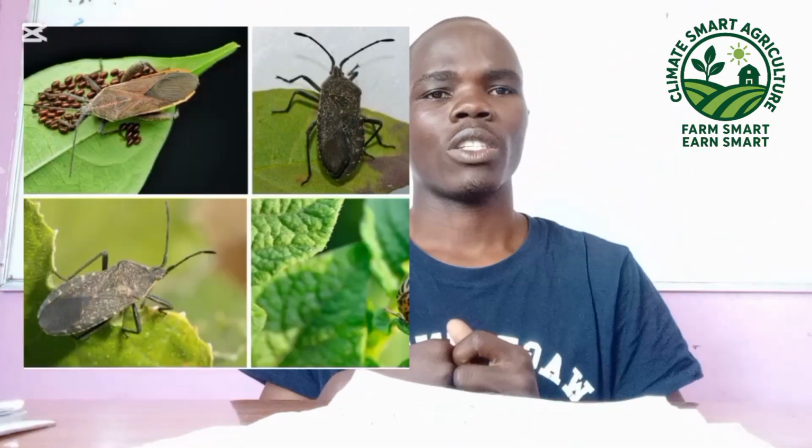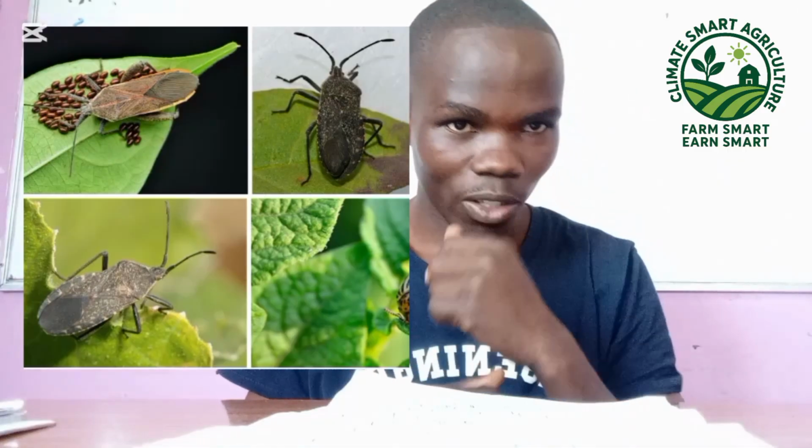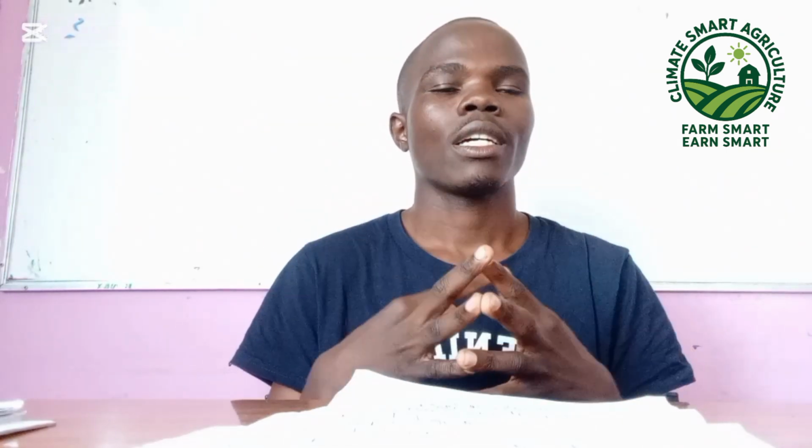We also have squash bugs. I don't know if you've ever heard of squash bugs. Squash bugs can also be called pumpkin bugs. Scientifically, they are known as Anasa tristis. And these Anasa species are found in pumpkins, cucumber, watermelon, and even squash crops.